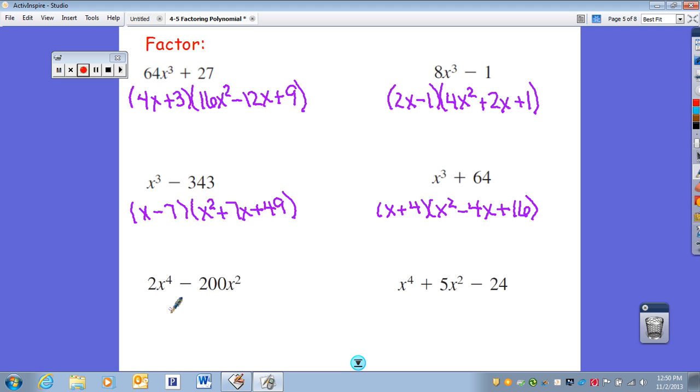In the next example we want to take a look at, we have an x to the fourth, and hopefully you recognized that we have a common factor, which is 2x squared. So we're going to divide both of these by 2x squared. So that gives us x squared minus 100. And then we need to recognize that x squared minus 100 is the difference of perfect squares. So we continue factoring into x plus 10 and x minus 10.